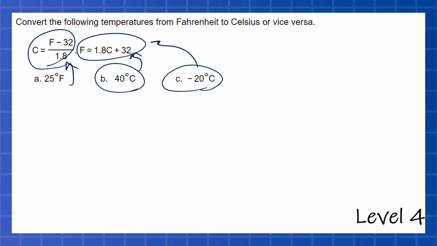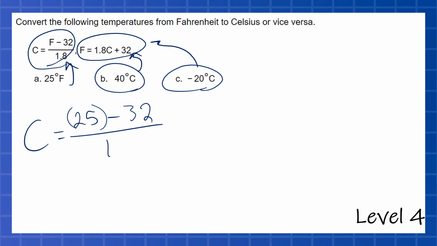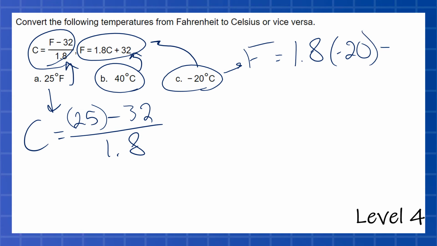So for example, the Celsius for A would be C equals 25 degrees Fahrenheit minus 32 over 1.8. Now, if we're going to use something like C of negative 20, I want to convert that to Fahrenheit. So we're going to say Fahrenheit equals 1.8, and I have negative 20 for my Celsius, plus 32. And that, whatever that calculates to, is going to end up being our answer.